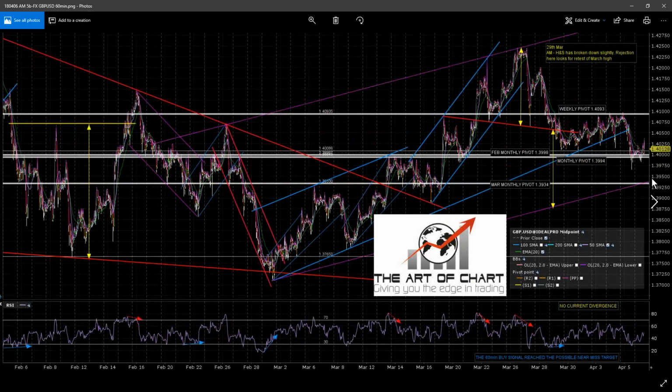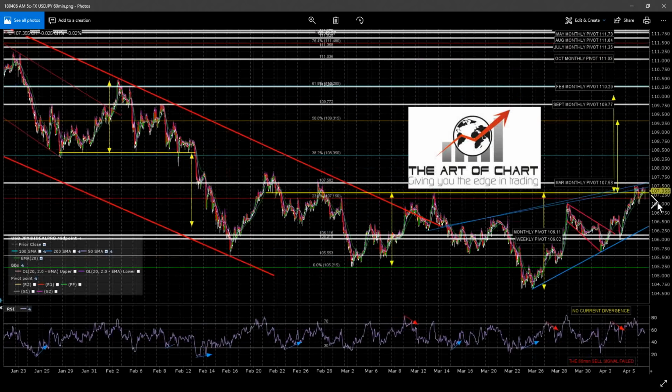We've got a potential double bottom here. We do not have a buy signal live here because this was a higher low, so I'm a little skeptical about it not going a bit lower. We shall see.